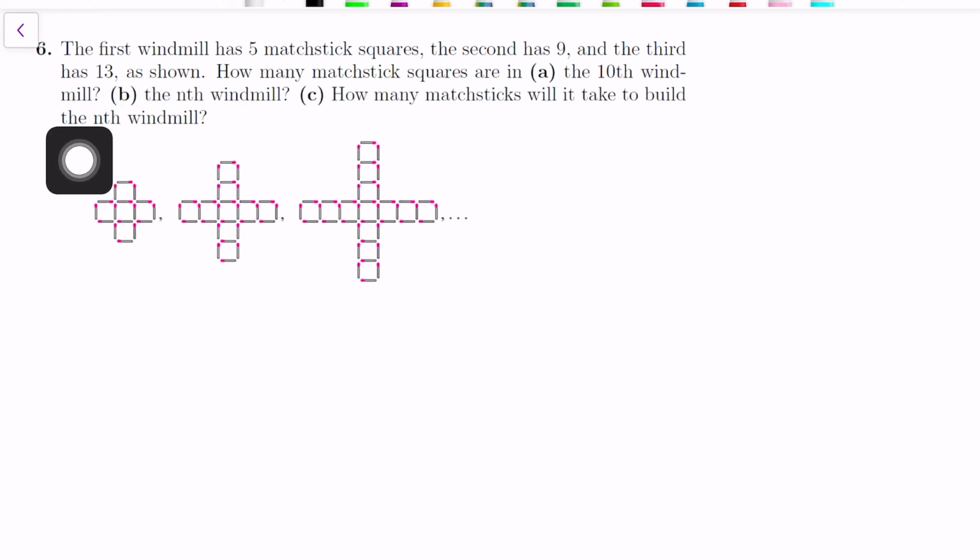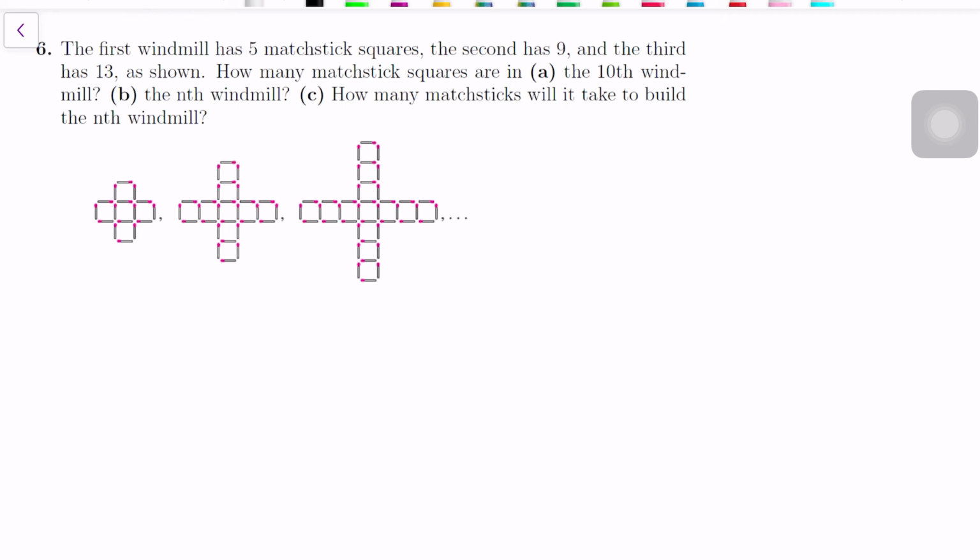Okay, so let's look at question 6. The first windmill has 5 matchstick squares, the second has 9, and the third has 13, as shown. How many matchstick squares are in A, the 10th windmill, B, the nth windmill, and C, how many matchsticks will it take to build the nth windmill? Okay, so first let's try to figure out the pattern.